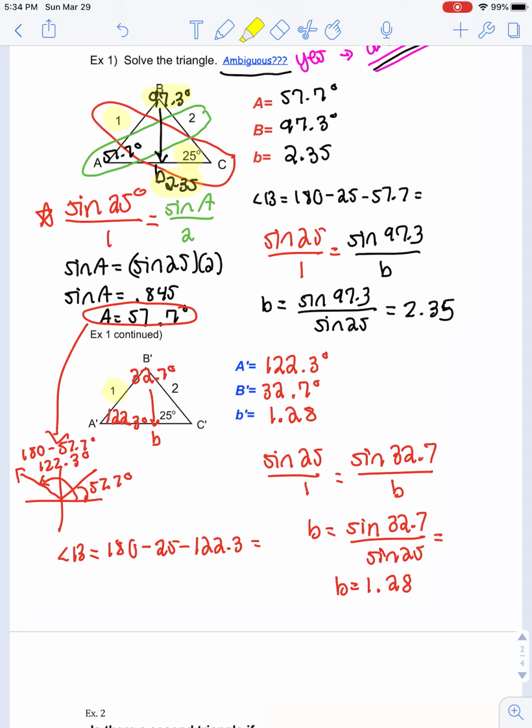And again, double check the measurements. This time, here's my smallest side, 1. It's across from my smallest angle. This time, 2 is my biggest side, and it's across from my biggest angle. So once again, it still makes sense.